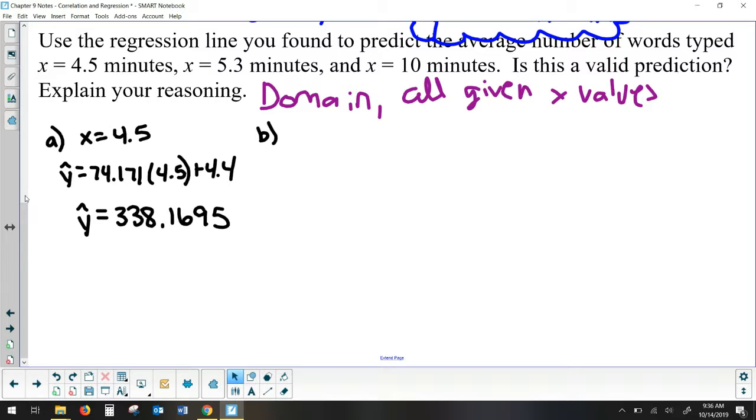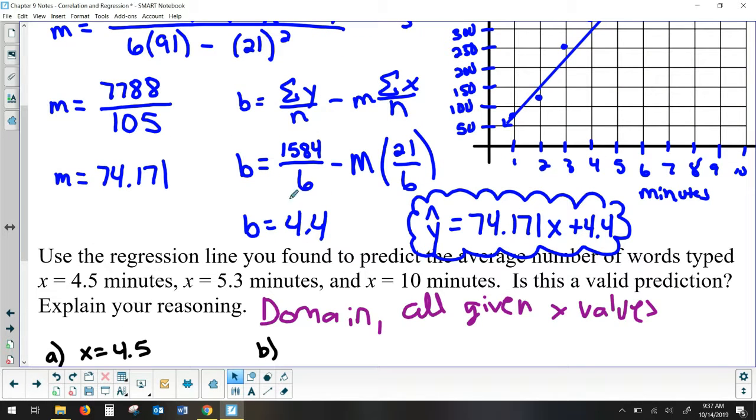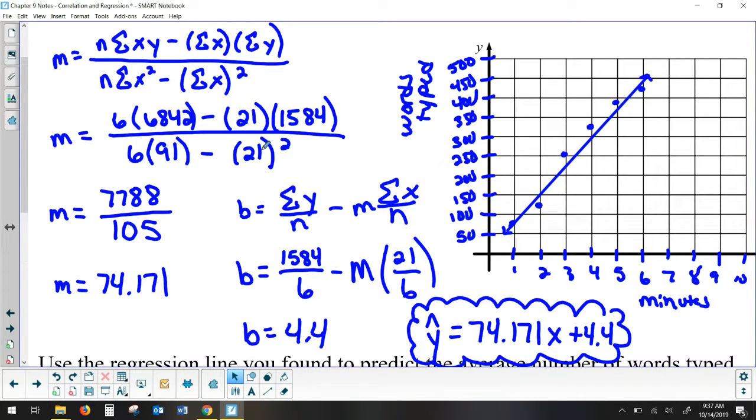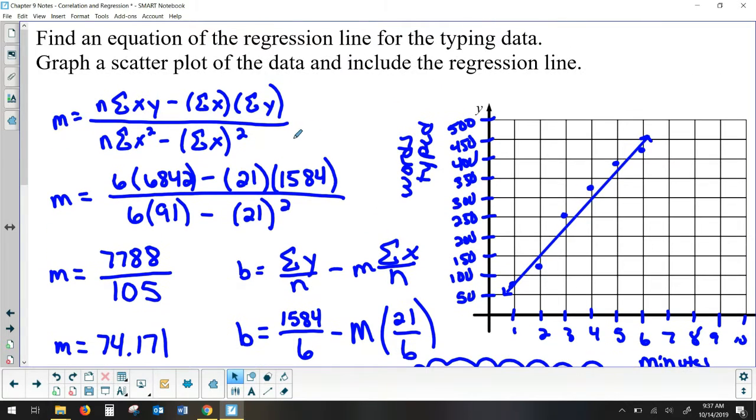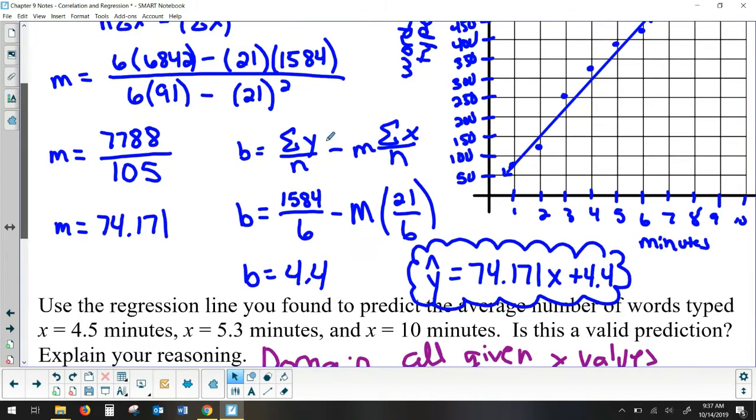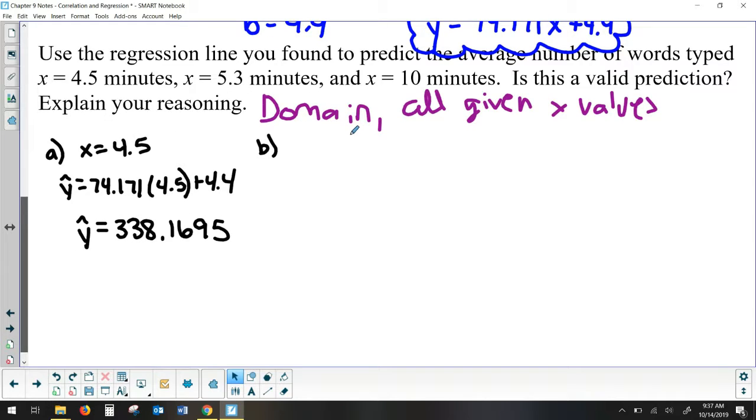You should end up with y equaling 338.1695. You're typing 338 words, approximately, in 4.5 minutes. That's what this says. This is your minutes. This is how many words you're typing. Valid? Absolutely. 4.5 falls between 1 and 6. It's going to fall between 1 and 6 on that line. Okay? So this is valid.